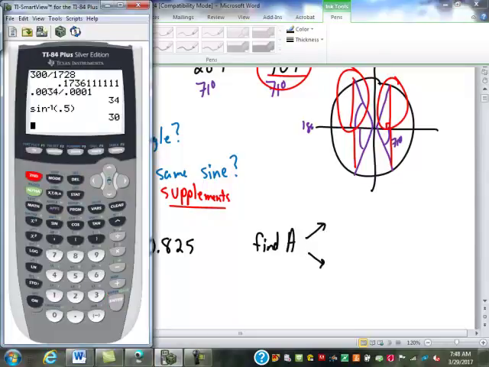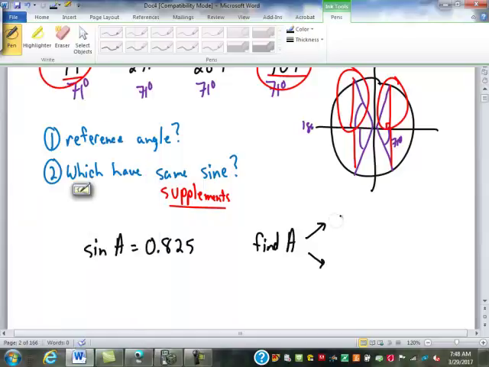So we're going to do the inverse sine of 0.825. We got 55.59 degrees. That is one of the possible answers. That's the acute angle, which is what the calculator always gives us. But along with that, there's going to be an obtuse angle.